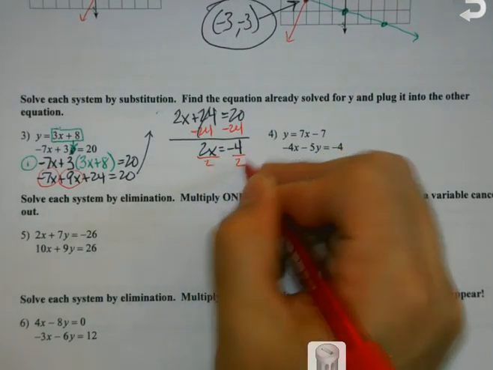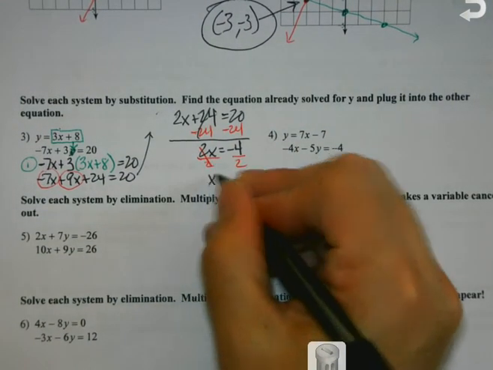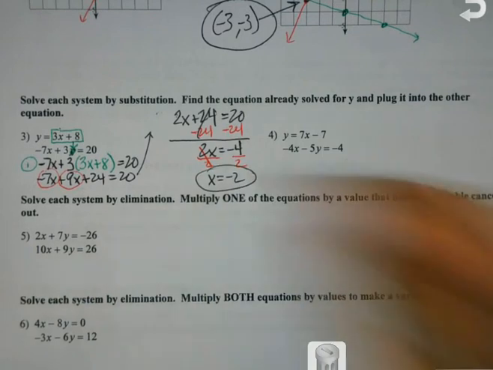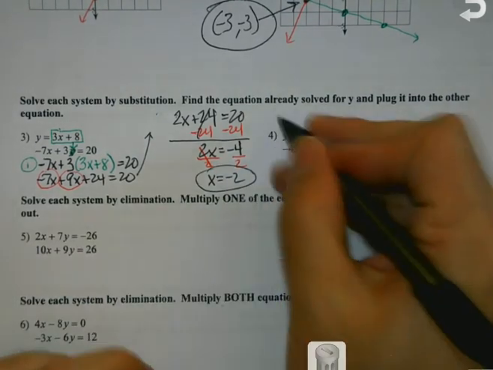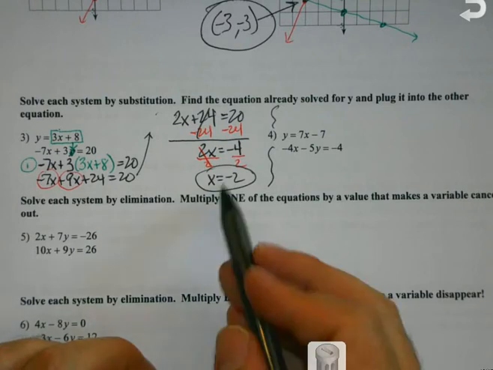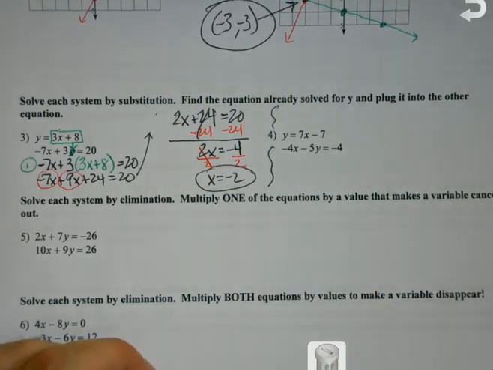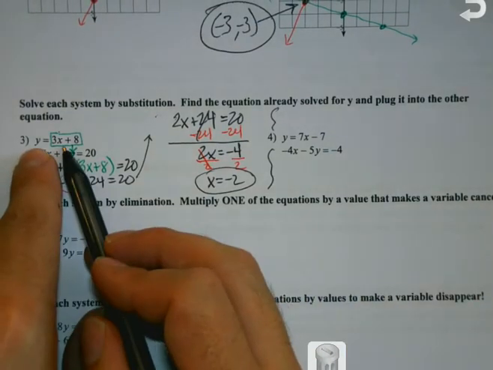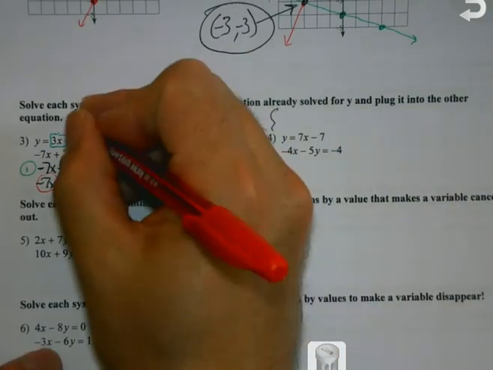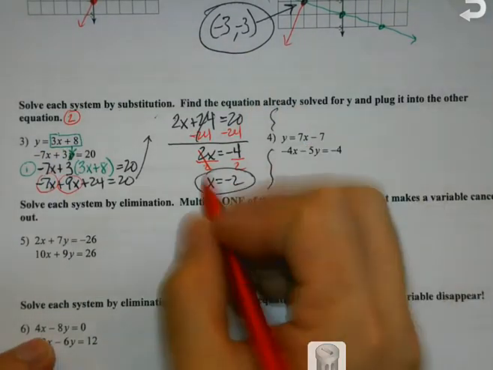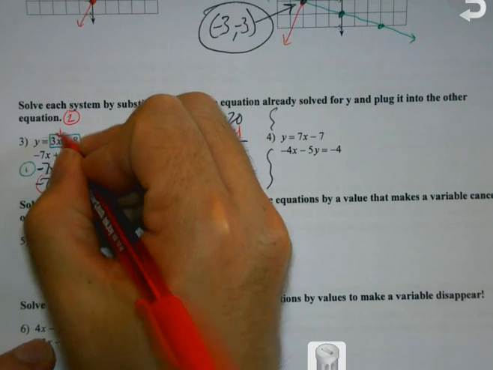And divide by 2. Now, here's where I got to be careful. I'm not done. We're so used to, I got x, I got the answer, I'm done. Yeah, not quite. Almost, though. My last thing to do is, I know what x is, I want to know y, but keep it simple. The one that's already solved for y, that's where we're going to plug this in, because that makes this easy. So my last step is to plug this -2 in right there.